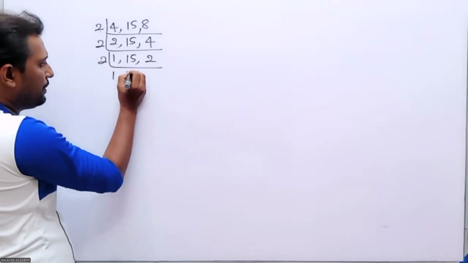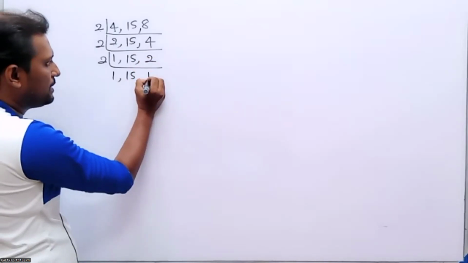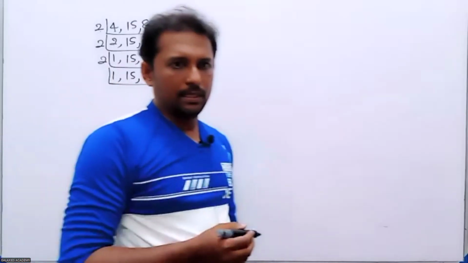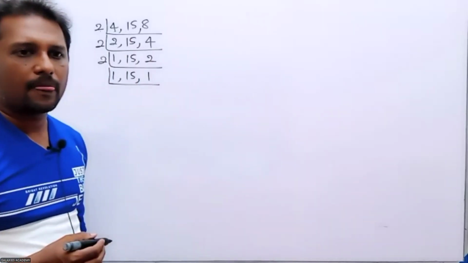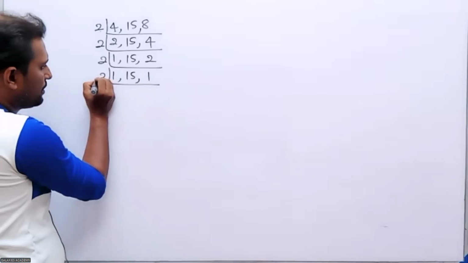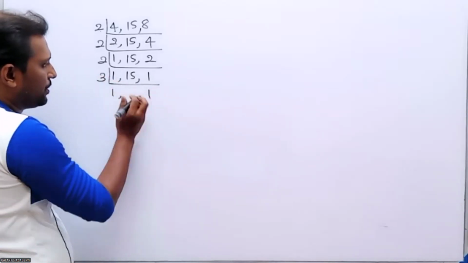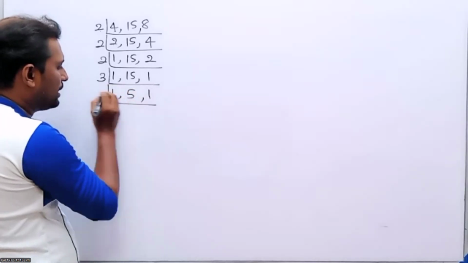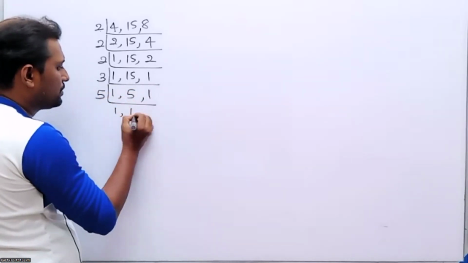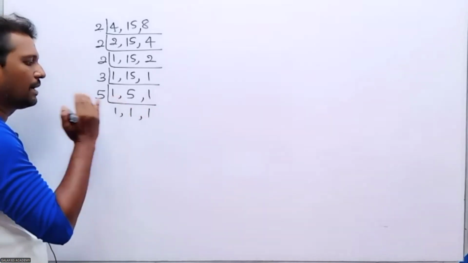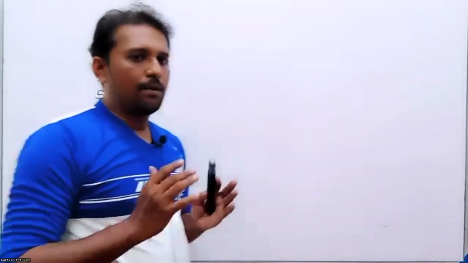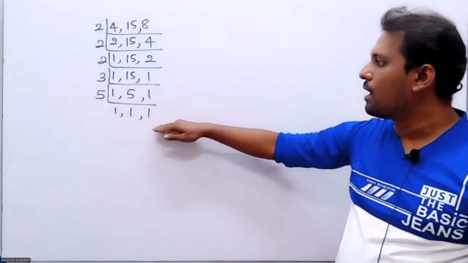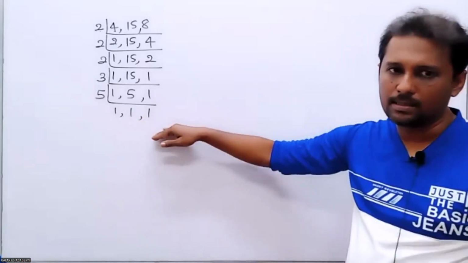2 divided by 2 is 1. 15 we can't divide. 4 divided by 2 is 2. Then again this 2 we can divide by 2, giving 1. 15 we can't divide. Now we can't divide by 2 further, so you have to divide by 3. 1 and 1 no need to do anything. 15 divided by 3 is 5. Now again we can divide by 5. Answer is 1, 1, 1. You have to divide by the prime numbers until all are 1 in the final answer.